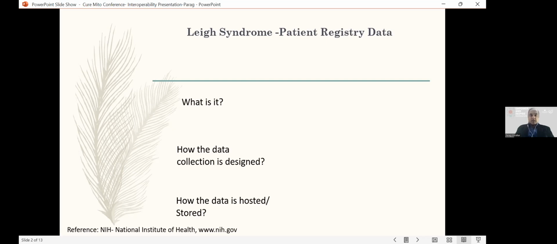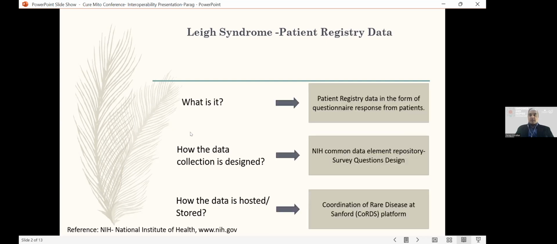Sophia covered this aspect in her presentation, but I will just quickly mention that this is the data collected from the questionnaire responses from the patients. It is based on the NIH Common Data Element Repository survey questionnaire design, and it is stored in the CORDS platform, which is the Coordination of Rare Diseases at Sanford. Those who want to know more about how the data collection is designed can go to this reference and find out more about NIH Common Data Elements.